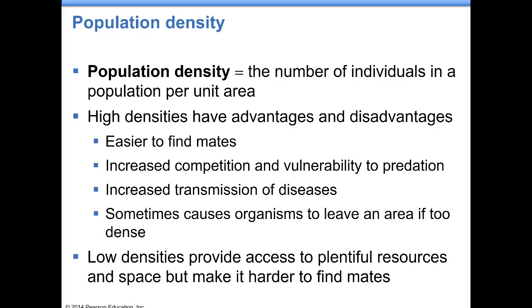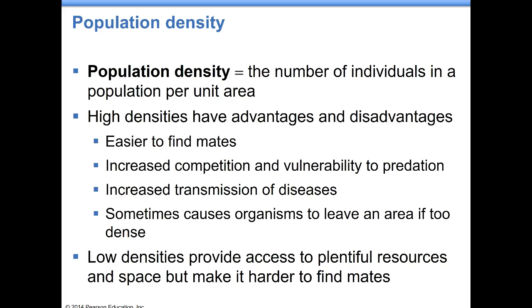So we can study the populations, and one of the things that we look for is population density, and this is the number of individuals that live in a population per a particular unit area. Is that 1 acre? Is it a square mile? Is it hundreds of miles? Whatever that unit area is, and we'll look at how many individuals of that species we actually have.